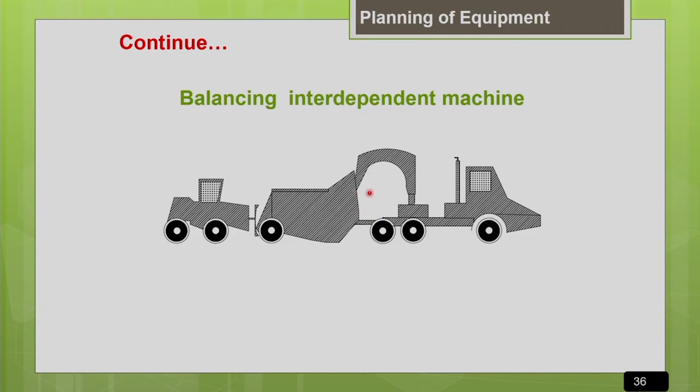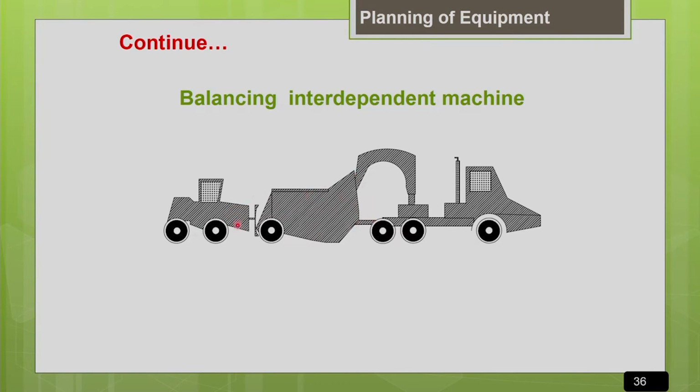During this loading operation, we can supplement the loading power of the scraper with the help of another machine, that is a bulldozer. So the bulldozer is acting like a pusher here. That is why we call the bulldozer a pusher. It helps to supplement the loading power of the scraper. It is assisting this machine.